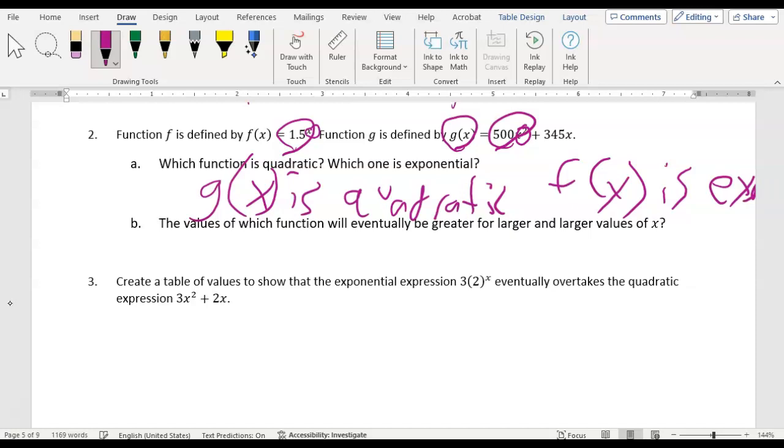Okay, the values of which function will eventually be greater for larger and larger values of x? Well, obviously, the exponential function will eventually be greater because it's exponential. So, f of x will eventually be greater.